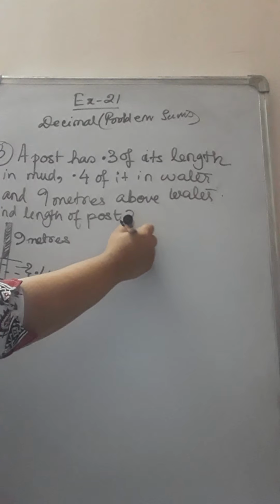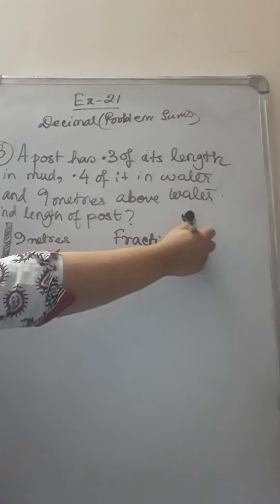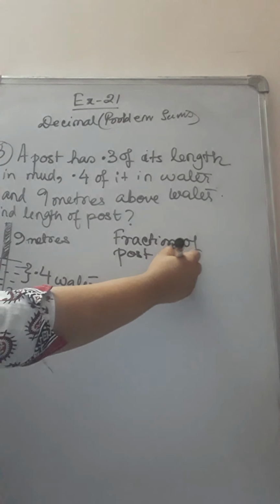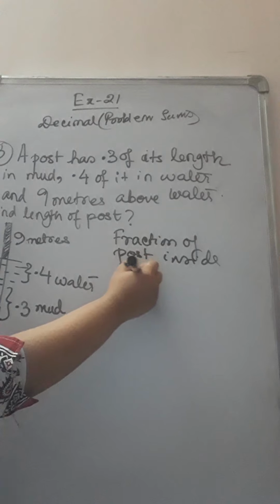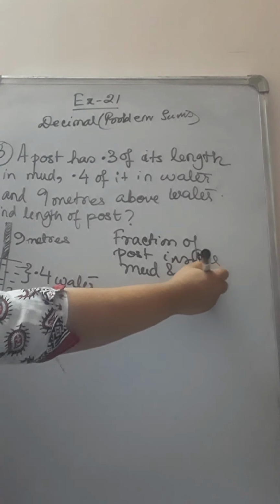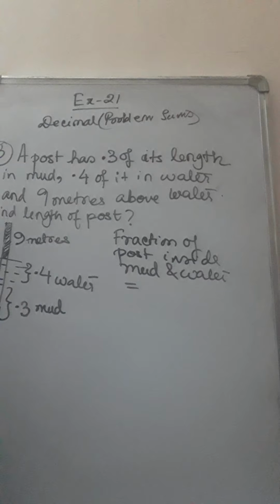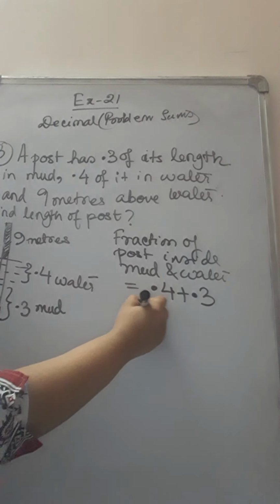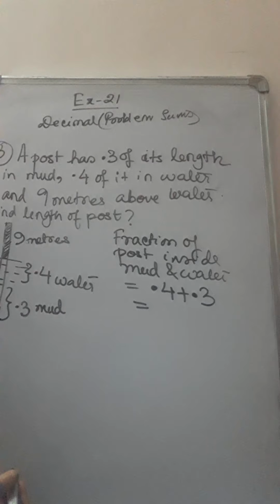first we have to find the fraction of post inside mud and water. So how much of the post is inside mud and water? In fraction terms, 0.4 plus 0.3. Now you can do the addition yourself. You have done decimal addition so many times. So 0.7. 0.7 of the stick is inside mud and water.